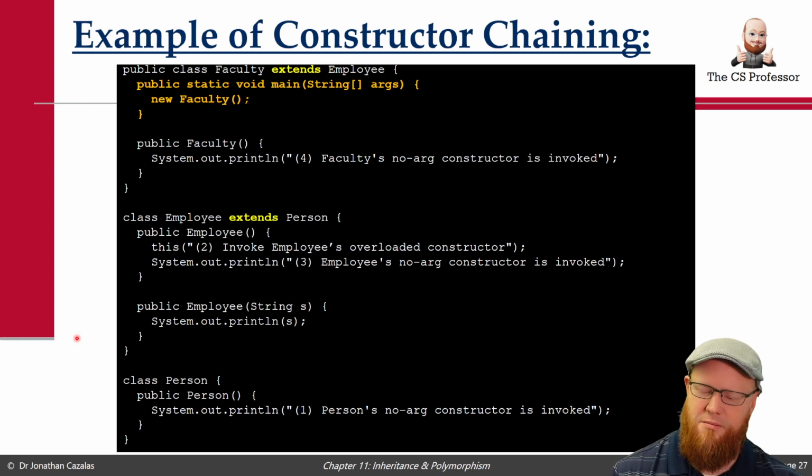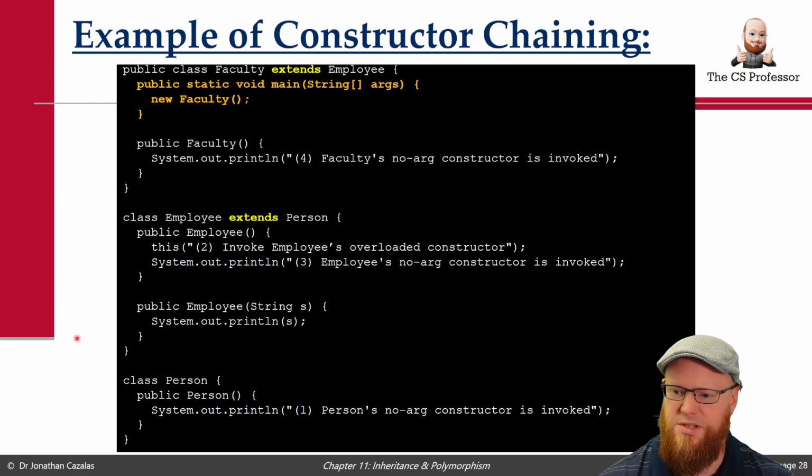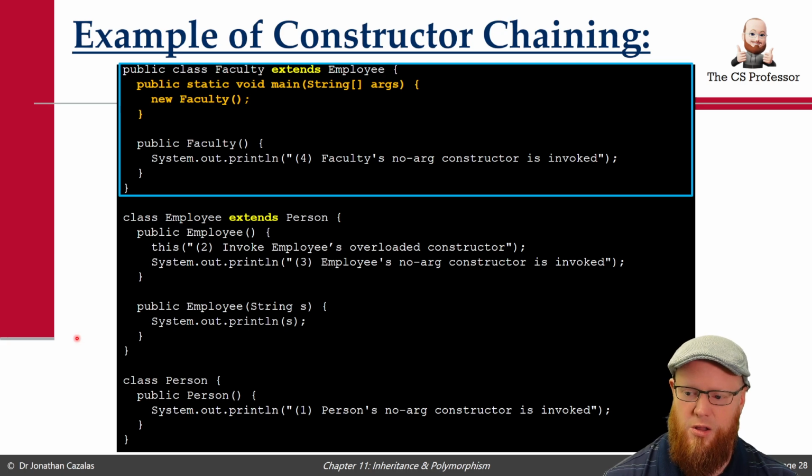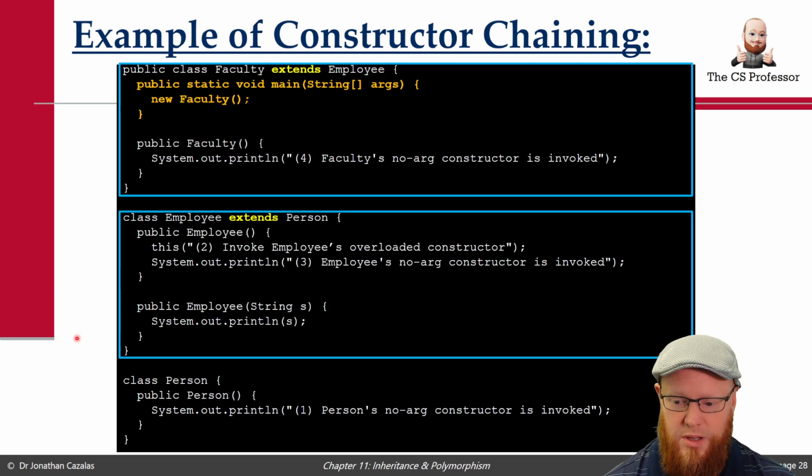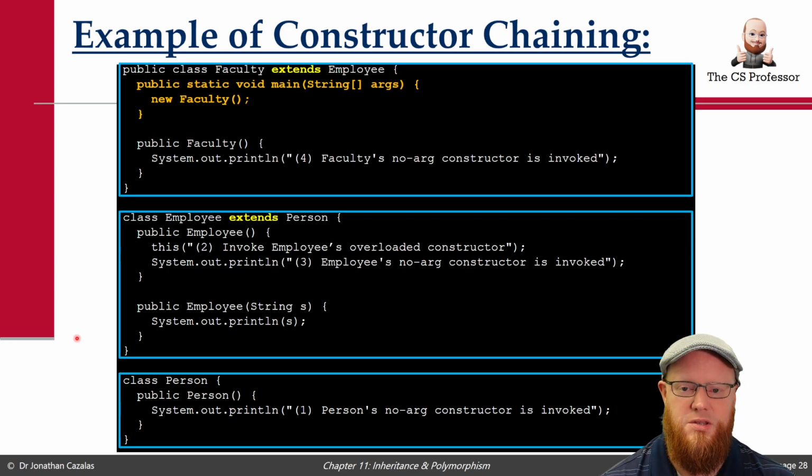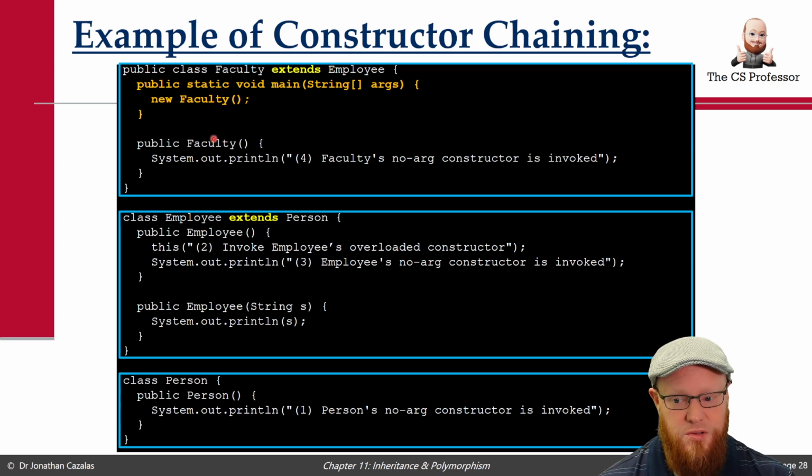In fact, the next slide maybe helps to partition this for you. So we see here we have the class faculty and all of its code, the class employee and all of its code, and the class person. Do notice that each of these classes is a blueprint, and each of these has a constructor. The class person has the person constructor. The class employee has two constructors. And remember, a constructor is identified because it has the same name as the class itself. So each of these classes has a constructor. Employee has two constructors. The class faculty has a faculty constructor.